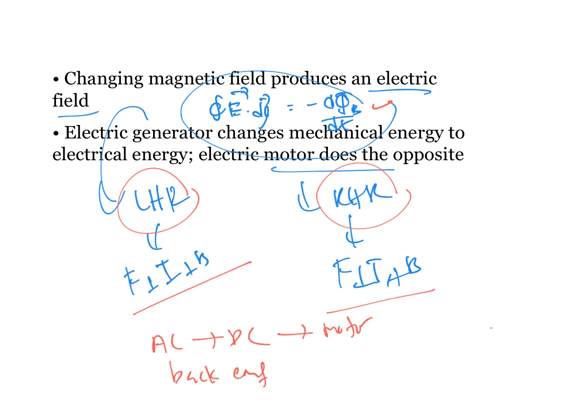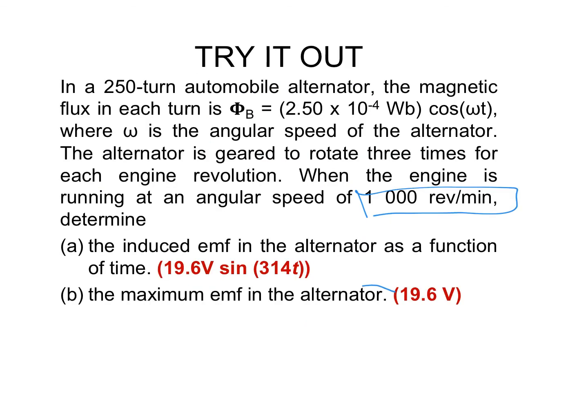So the last one is going to be the questions. This question you need to do by yourself, and make sure that you know how to change revolutions. For this question, you need to first change 1000 revolutions per minute into radians per second. How to do this question is practically easy.